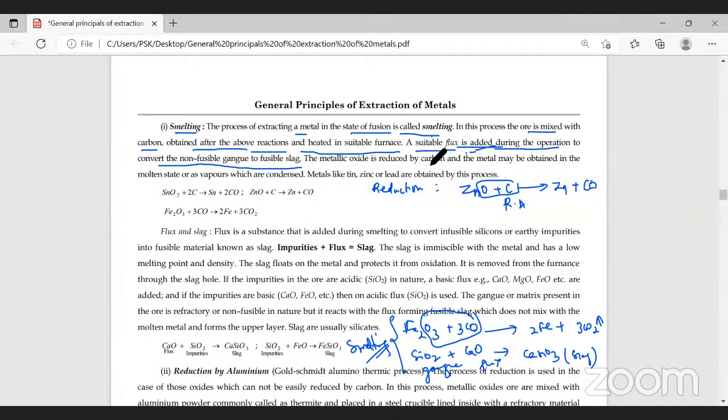We will learn the reactions in detail later. A suitable flux is added during the operation to convert the gangue to the slag. The gangue particle is converted to the slag. This process is called smelting. Without the flux, if you extract a metal, it is just called reduction.